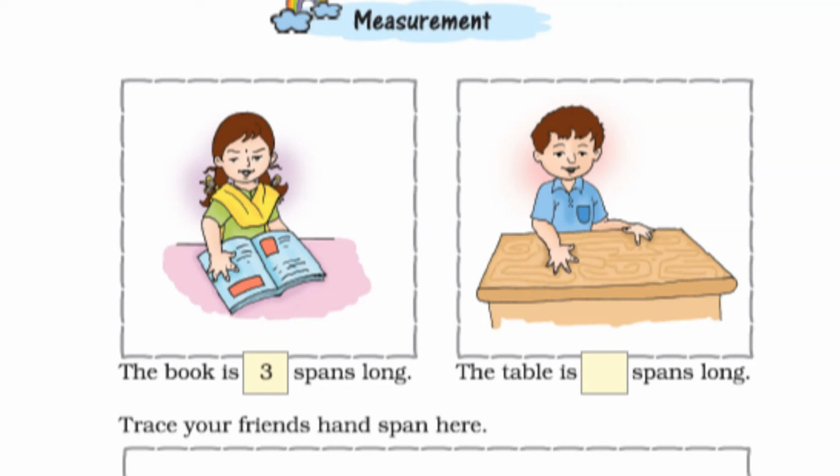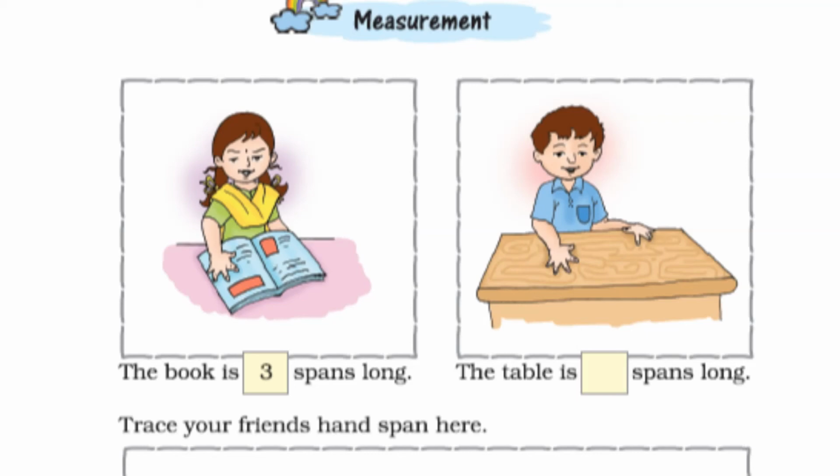Measurement. You are going to learn here how to measure the distance between two things, like one end of a table to another end of the table. You are going to measure with your hand palm. Or for example, the distance between two trees in your school ground, you are going to measure with your foot. We can also measure the distance between two things by our hand palm.